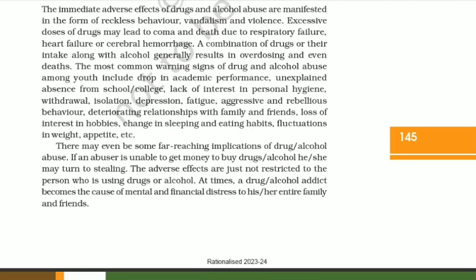The most common warning signs of drug and alcohol abuse among youth include drop in academic performance, unexplained absence from school or college, lack of interest in personal hygiene, withdrawal, isolation, depression, fatigue, aggressive and rebellious behavior, deteriorating relationships with family and friends, loss of interest in hobbies, change in sleeping and eating habits, fluctuation in weight, appetite, etc.